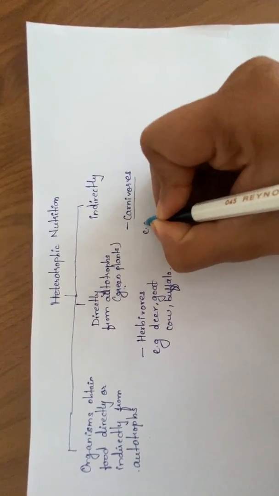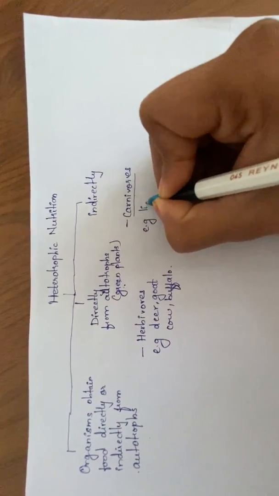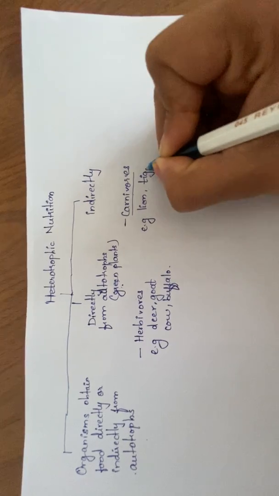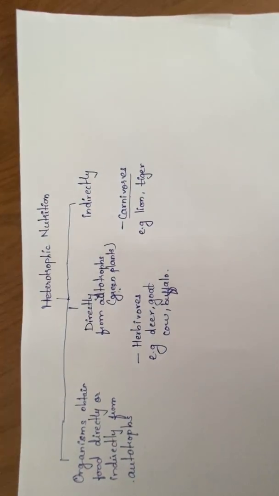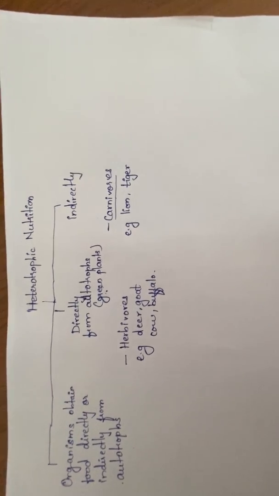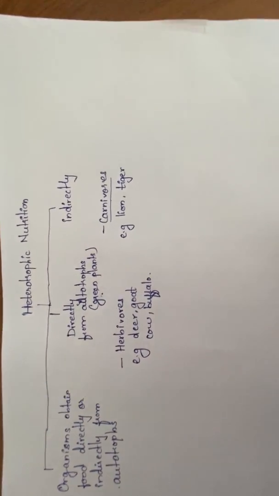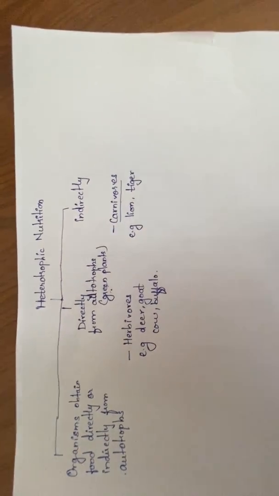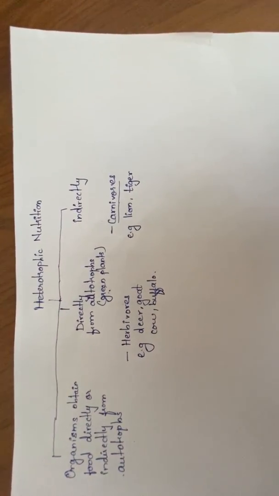Examples of carnivores: lion, tiger, etc. Now there is one more category which you know, that is the omnivores. Omnivores are the organisms which consume both plants as well as animals. So they fall into the category of omnivores.